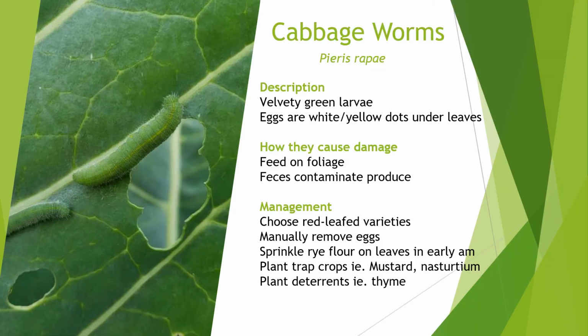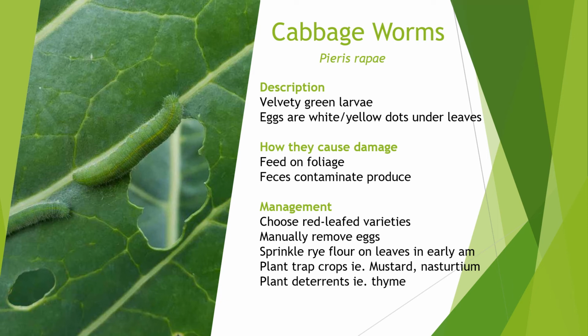Cabbage worms, super familiar with these little worms that live in our gardens. They look like little green velvet caterpillars, and they can be found as little white or yellow oblong dots under the opposite side of the leaf, so on the underneath side. That's their eggs. They feed on our leafy greens, so our cabbage, our lettuces, things like that. And they contaminate the produce that they're feeding off of with their feces.